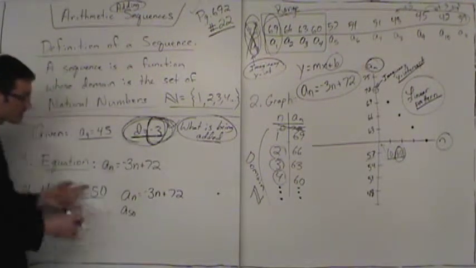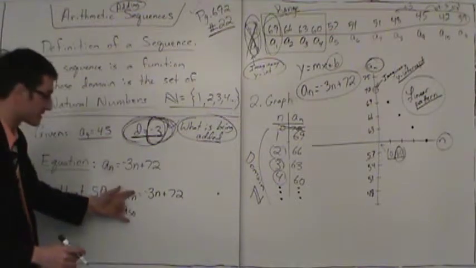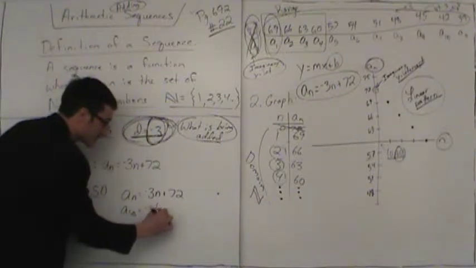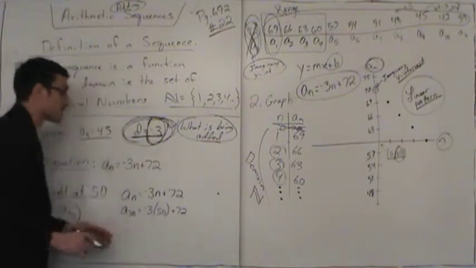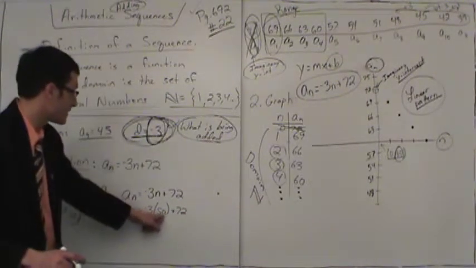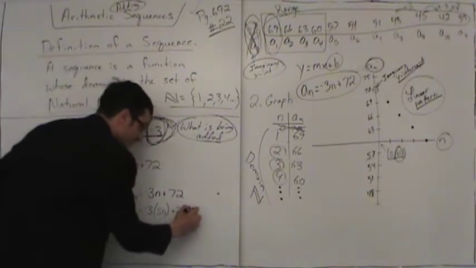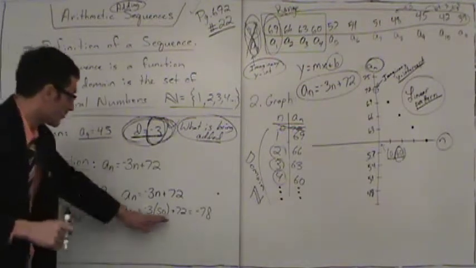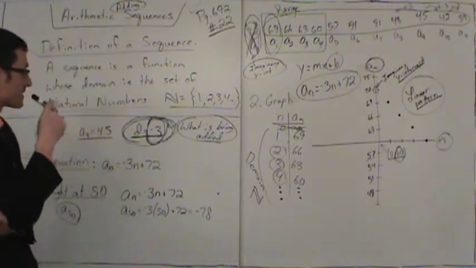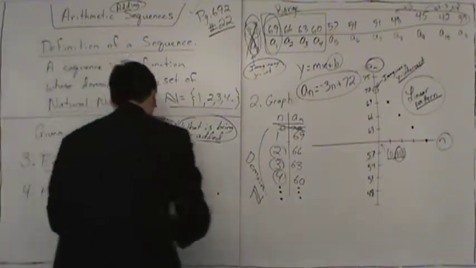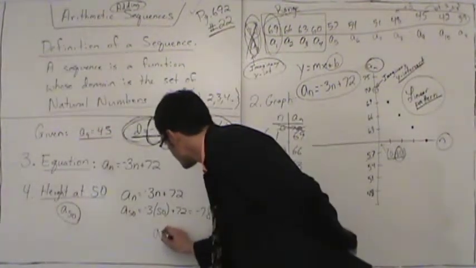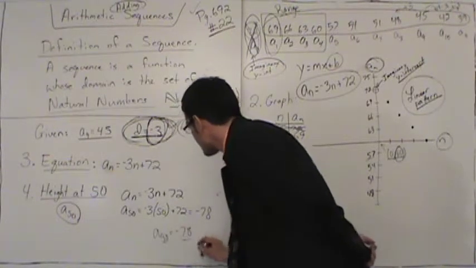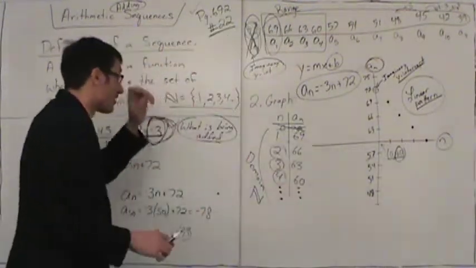So what's replacing n? 50 is replacing n. So we're going to replace n with 50 here. We get -3 times 50 plus 72. This is -150 plus 72, which gives -78. Okay, -150 plus 72 is -78. That is correct. So we have height at 50 equals -78.